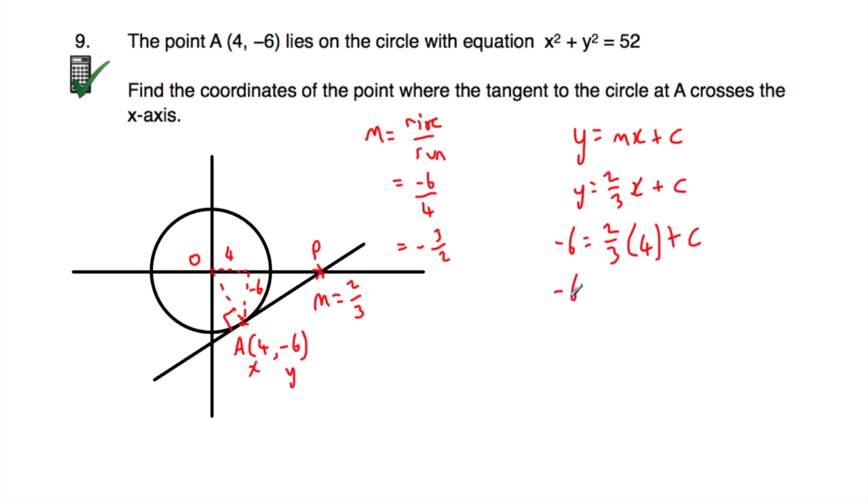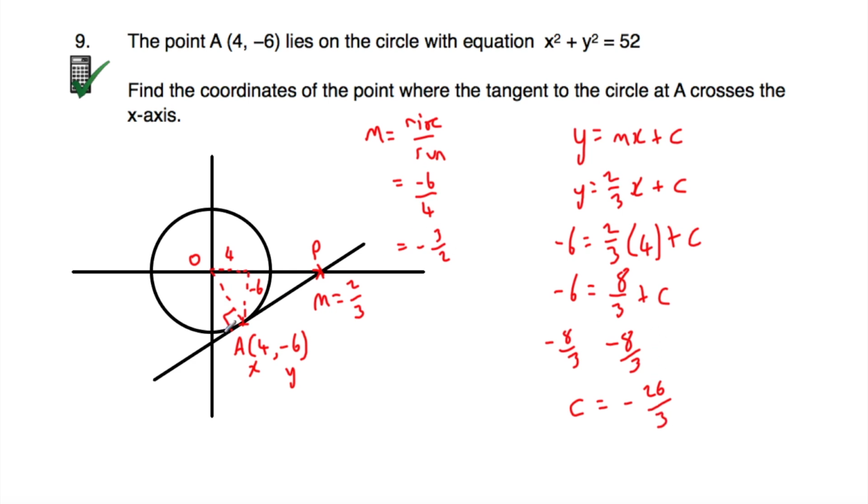So that's going to be -6 is equal to 2/3 times 4, which is 8/3, plus c. And to find out what c is, we want to get rid of this 8/3, so let's take away 8/3 from both sides. And on our calculator, let's do -6 subtract 8/3. And when we do that, we get that c is equal to -26/3.